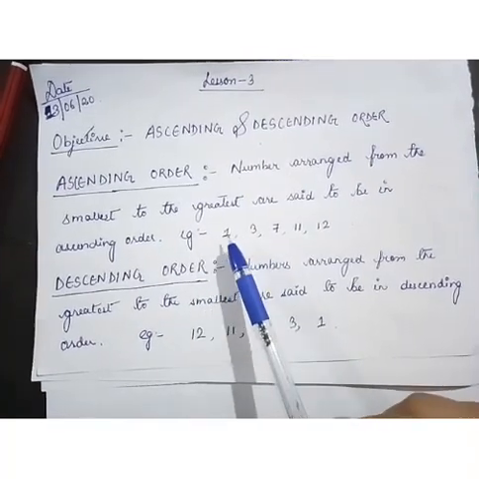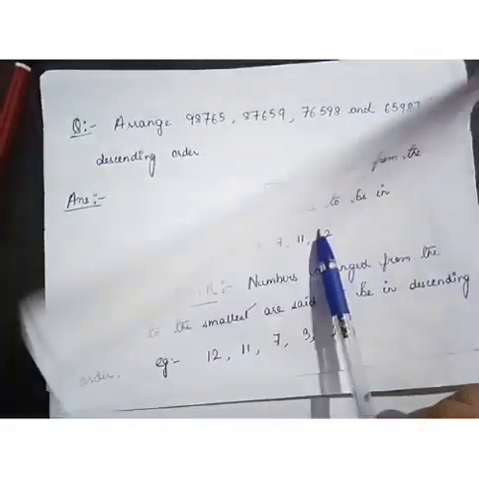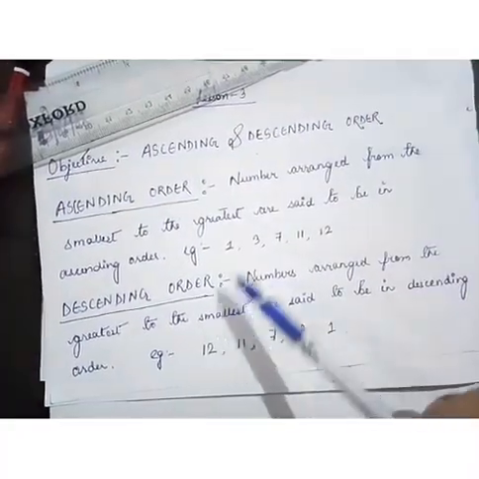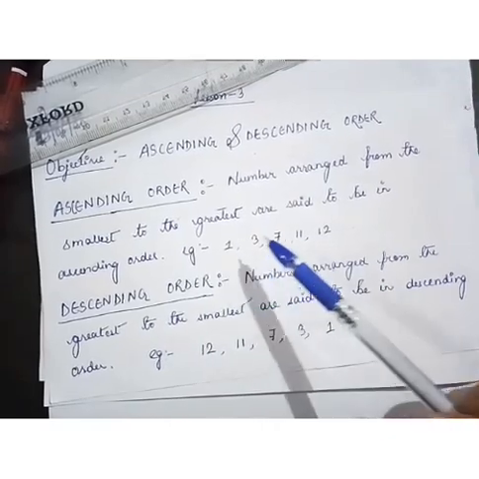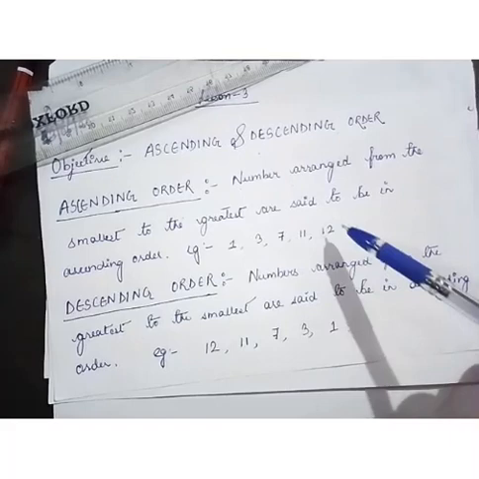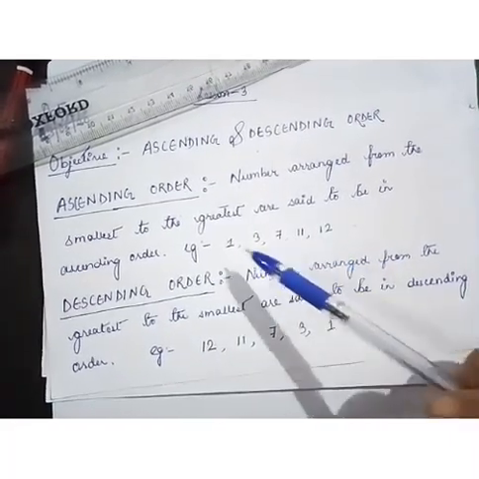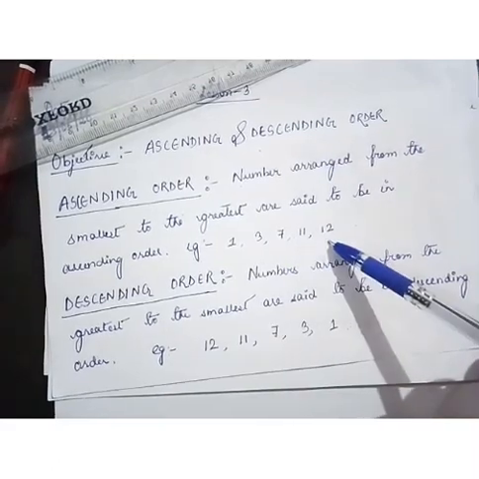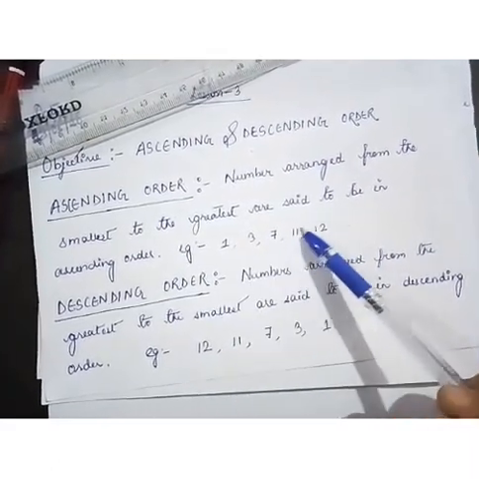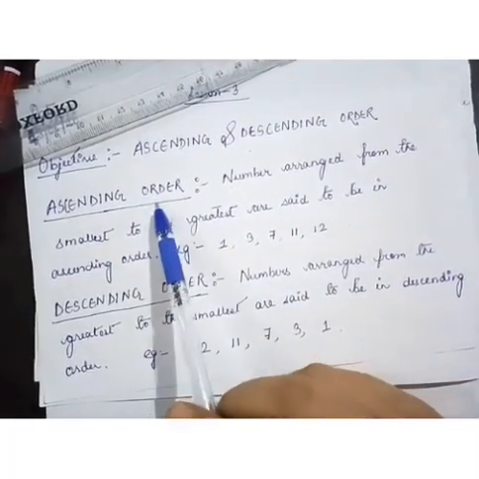So let us see here: 1, 3, 7, 11, 12. Each number is bigger than the last number. 3 is bigger than 1, 7 is bigger than 3, 11 is bigger than 7, and 12 is bigger than 11. So we have arranged the numbers from smallest to the biggest. That means it is increasing, and that increasing order is known as ascending order.